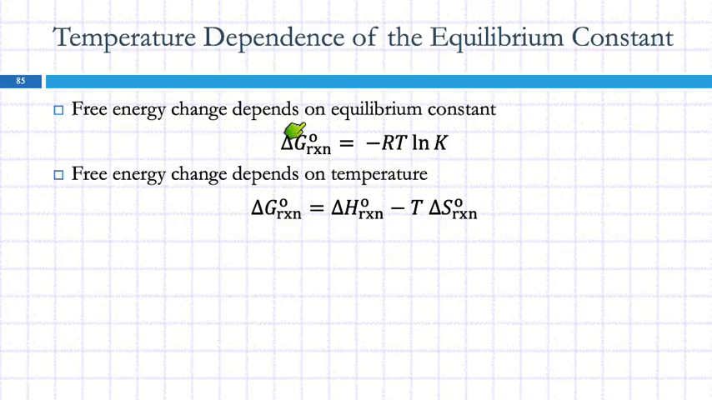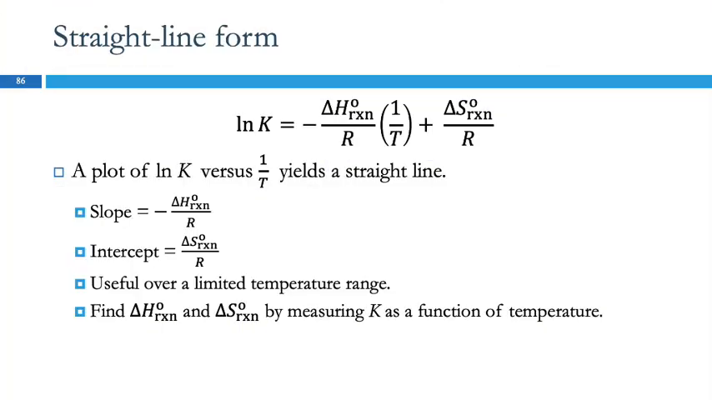So the free energy change depends on the equilibrium constant. The free energy change also depends on the temperature. We can combine those two and get this equation in a straight line form. The natural log of the equilibrium constant is equal to negative delta H over R times 1 over T plus delta S over R. And so if we plot natural log of the equilibrium constant versus 1 over the temperature, we'll get a straight line. The slope is equal to negative delta H over R. The intercept is equal to delta S over R.